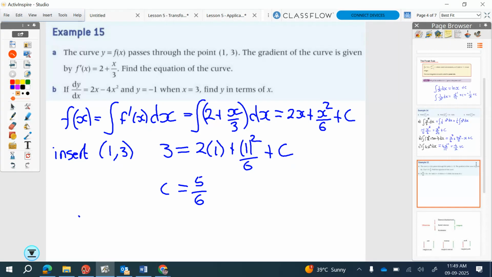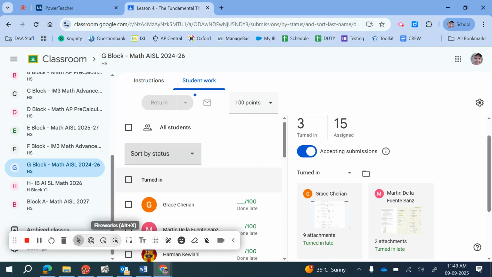So our final answer is we have to find the original function. And the original function now is going to be 2x plus x squared over 6 plus 5 over 6. This is the core routine for today's lesson. There's a similar question in B now. I'd like you to take a couple of minutes to have a look at that question in B. Pause the video. Try it.